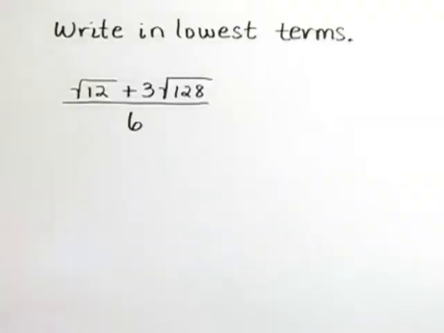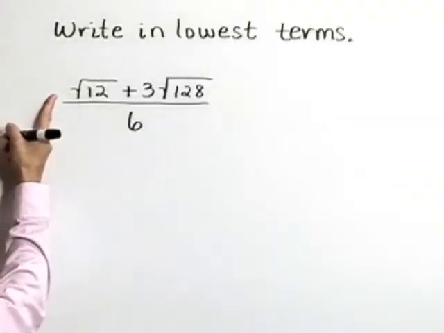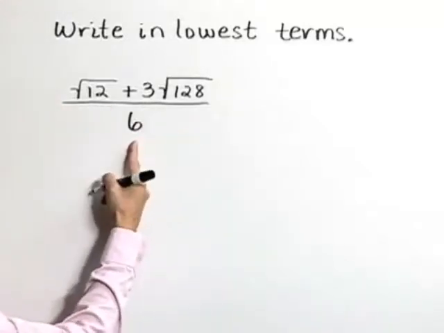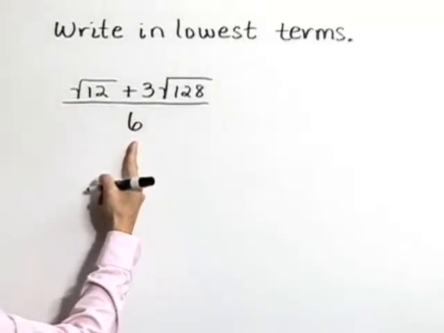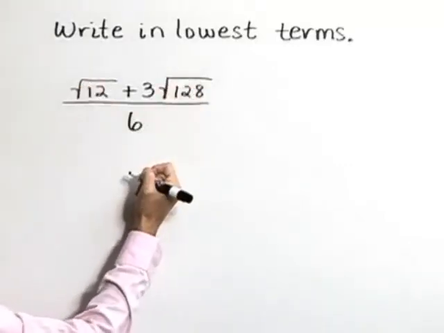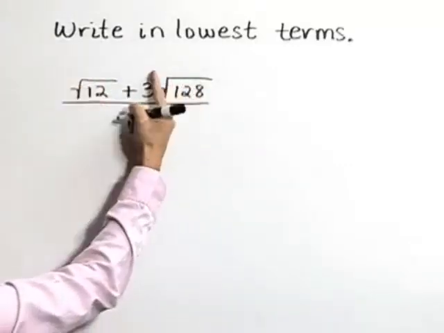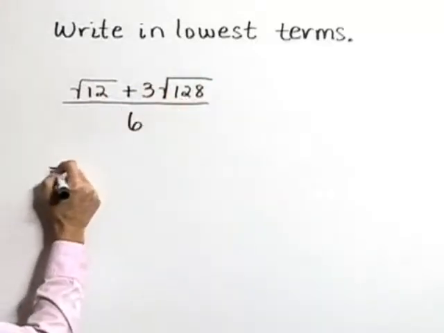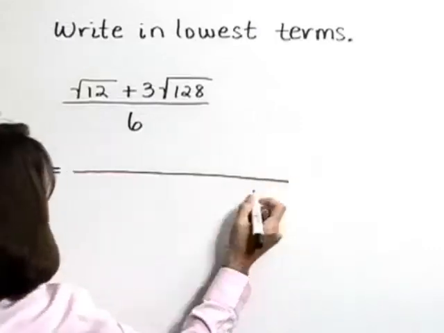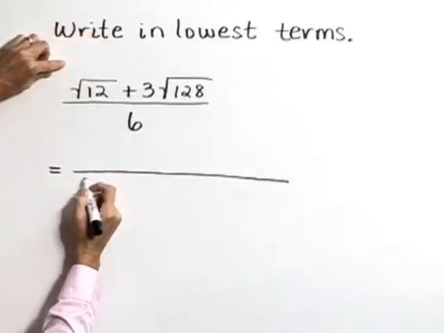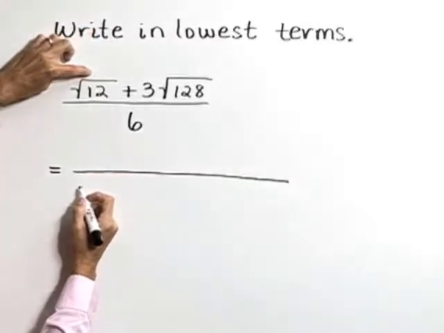Write in lowest terms: the square root of 12 plus 3 times the square root of 128, all over 6. To write this in lowest terms, we need to simplify these radical values by taking as many perfect squares out of there as possible. So let's start by rewriting the radicals in a factored form where we can see their perfect square factors.